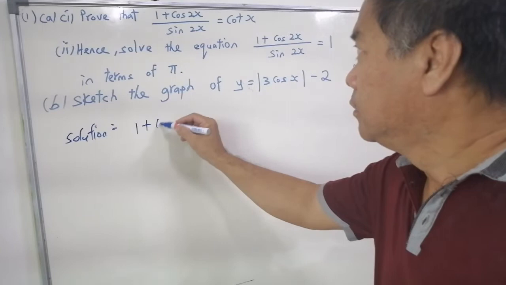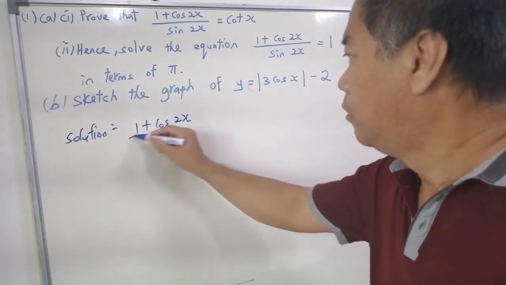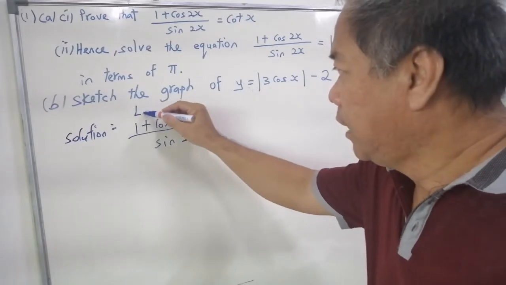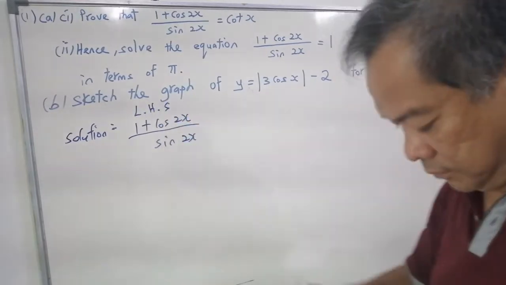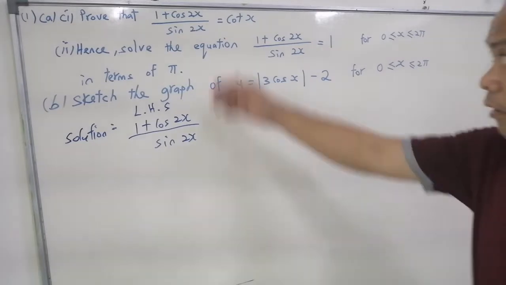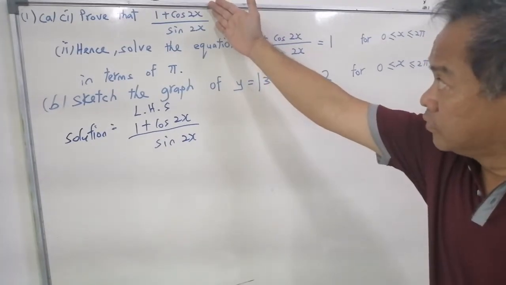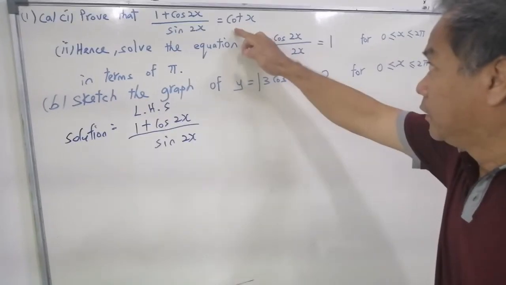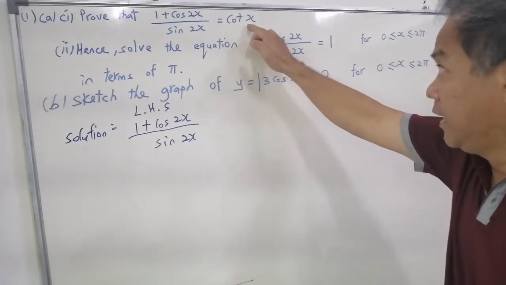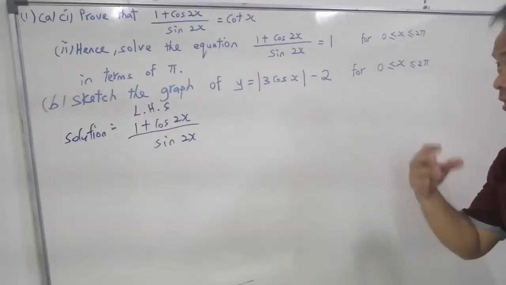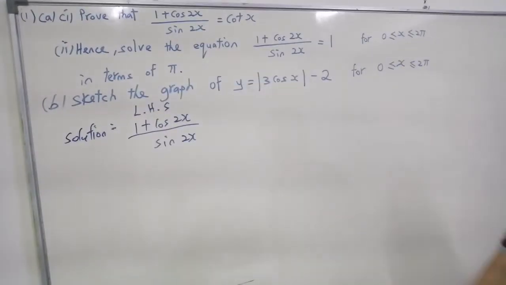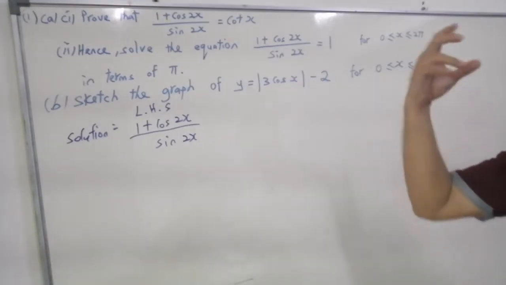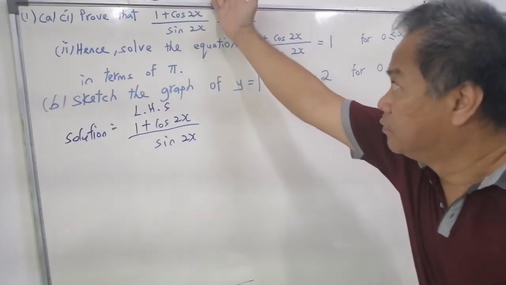(1 + cos 2x) over sin 2x. So I take the left hand side first. Why take the left hand side? Because the right hand side, cotangent x, is already in the most simplified form, so I cannot take the right hand side to prove it. This means I need to take the left hand side to prove.